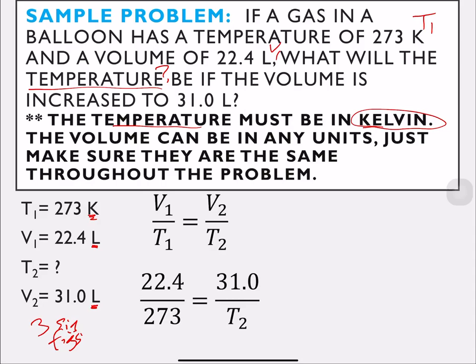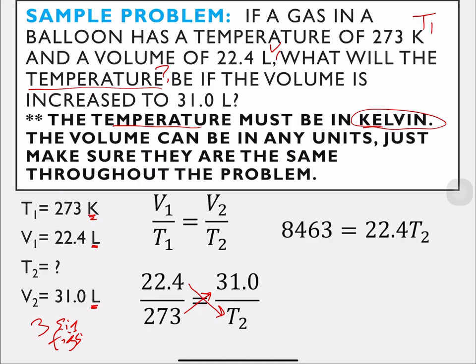Now, students often have a hard time mathematically with this because what they'll do is they'll take this 31 over here on the right and they will divide it over to the left-hand side. Well, that would leave you an answer of 1 over T2. So that doesn't work. What we need to do is we need to cross multiply, right? 273 times 31 and 22.4 times T2. Now, you don't have to show this step. I'm just showing you to make sure that you're going to do your algebra correctly.